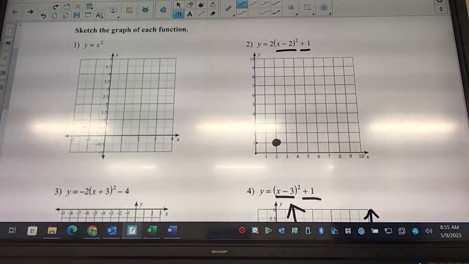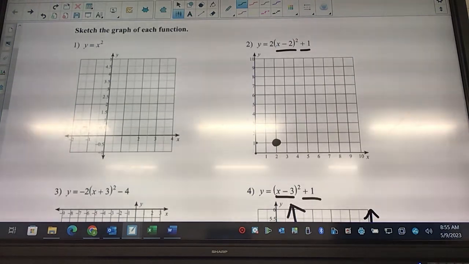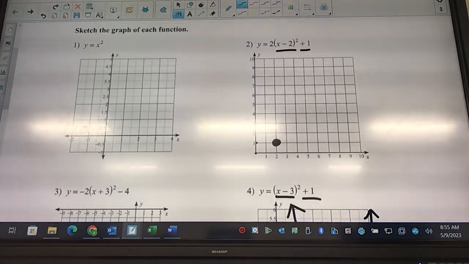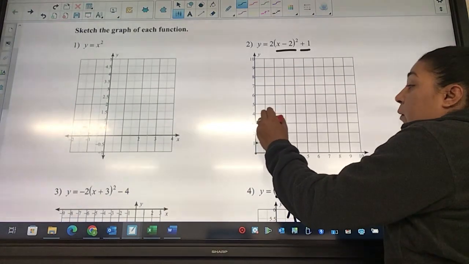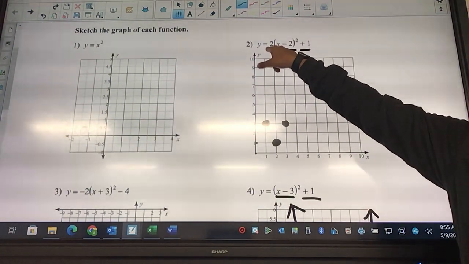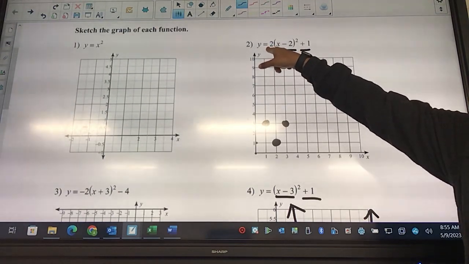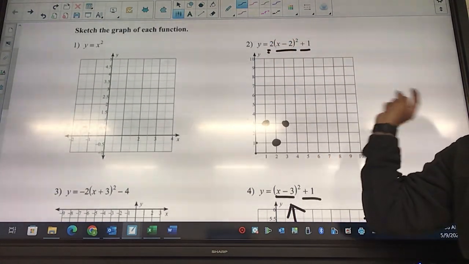Now, look at number 4. Is there a number out front? No. Okay, so number 4, there is no number out front. And when there is no number, what number is there? A 1, which is why we go up 1 and over 1. Okay, there's no number. Well, there is a number here. So because it's a 2, we're going to go up 2 and over 1. If there was a 3 right here, we'd go up 3 and over 1. If there was a 4 there, we'd go up 4 and over 1. But there's a 2, so we're going to go up 2 and over 1.